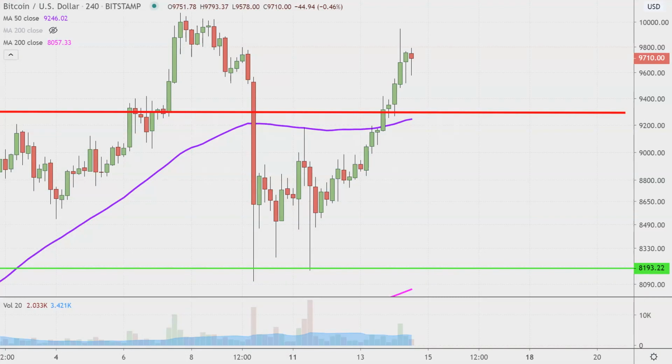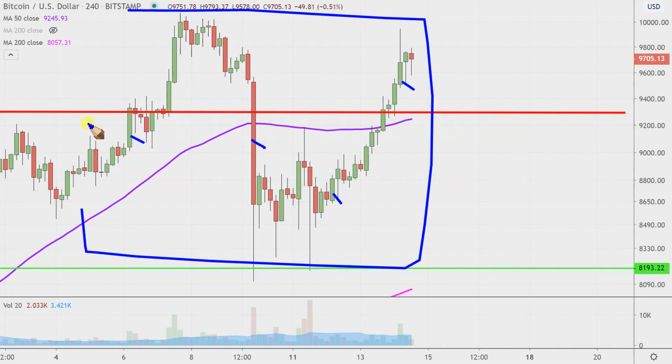Real quick, what do I mean by 4-hour in case maybe you're new to charts? Instead of each one of these candlesticks, as they're called, representing 1 day's worth of price action, which is what you would normally see, each one represents 4 hours. So this here may look like a couple weeks worth of time. It's actually just the past few days broken down into 4-hour time slices.